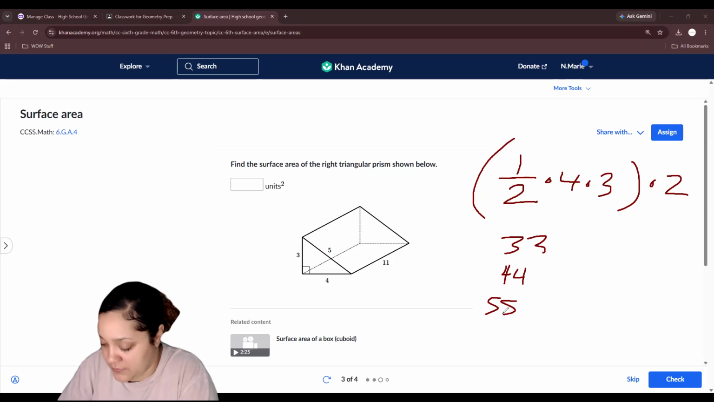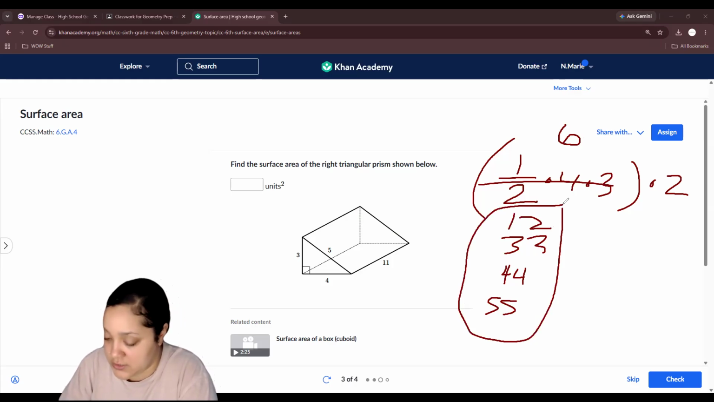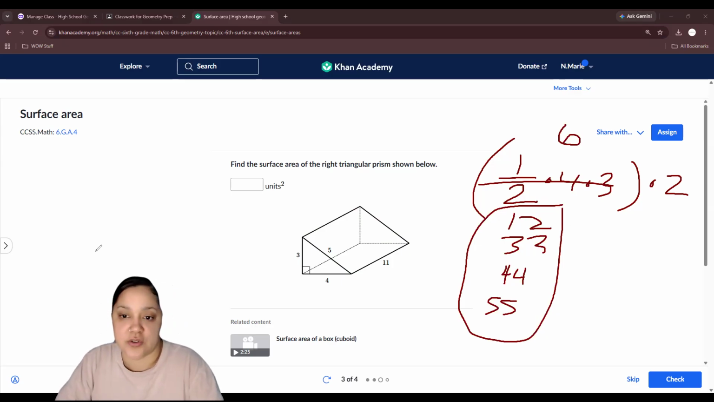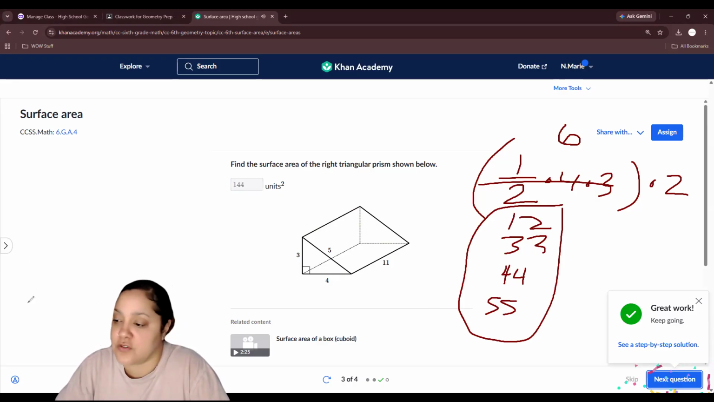1/2, which is 0.5, times 4 times 3 is 6. So basically 6 times 2 is 12. So this is the surface area for all of these. We just need to add it together to get our answer of 144 units squared. So it's units squared for surface area.